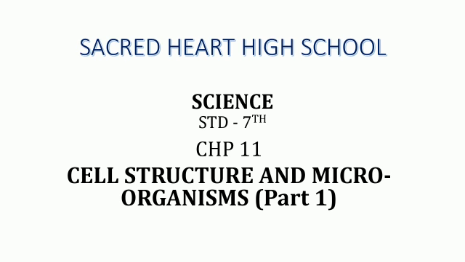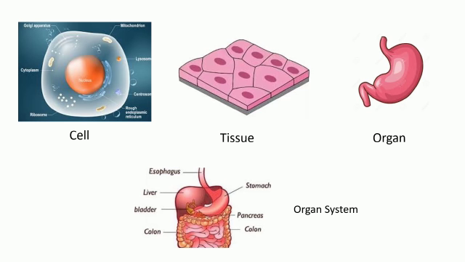Today we will study Chapter 11, Cell Structure and Microorganisms, Part 1. Students, since kindergarten we have studied that when many letters come together, they form words. When words come together, they form sentences. When sentences come together, they form lines. When lines are brought together, they form chapters. And when chapters are brought together, they make a book.